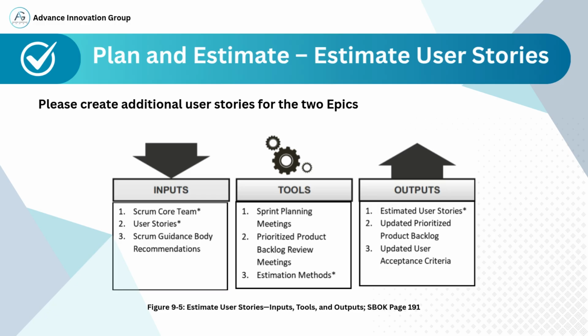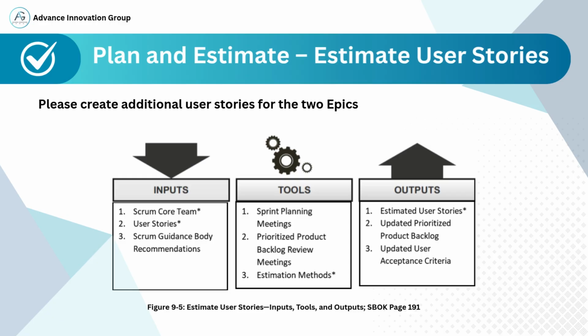Prioritized product backlog. Review meetings allow the team to revisit and refine story details and understand dependencies. Multiple estimation methods may be used, such as planning poker, t-shirt sizing, or story points. These help assign a relative size or effort estimate to each story.